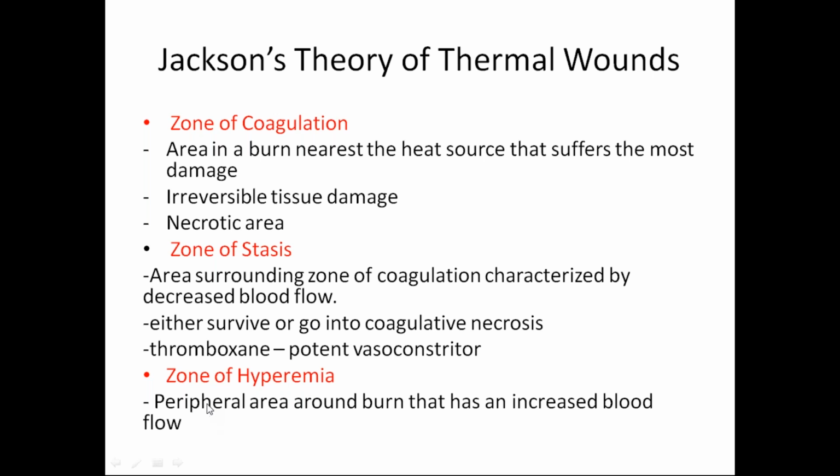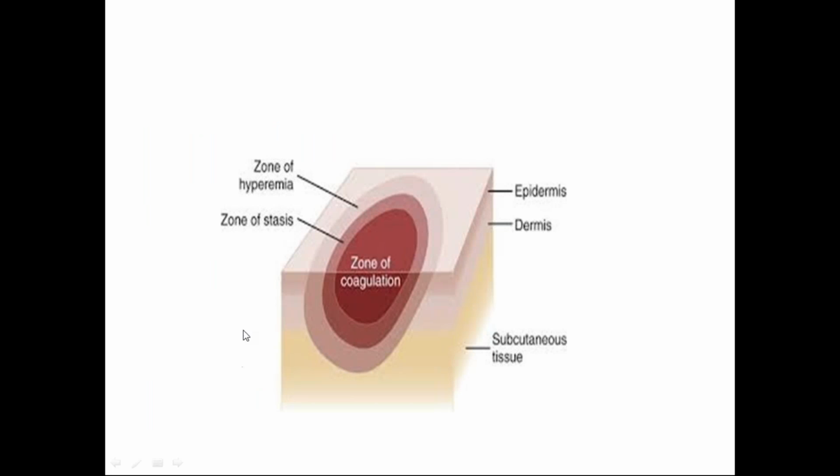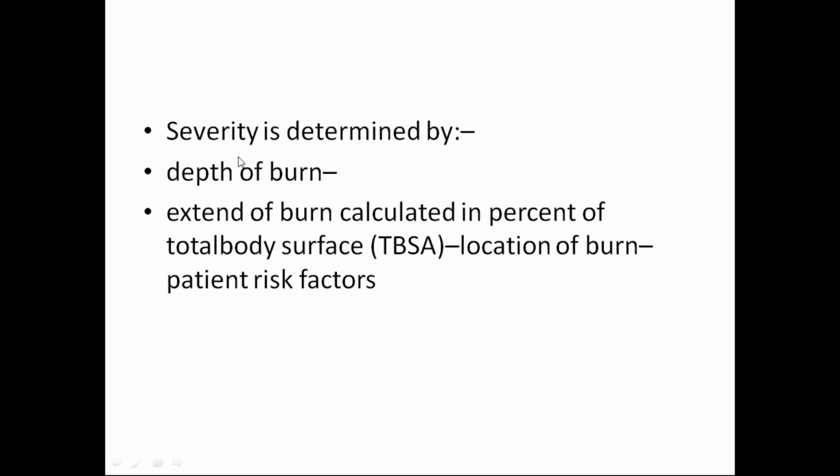Zone of hyperemia. The peripheral area around the burn which has increased blood flow. This is the zone of hyperemia. Severity is determined by the depth of the wound and the extent of the burn, calculated as the percentage of total body surface, based on the location of burns and patient risk factors.